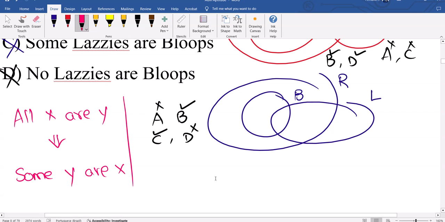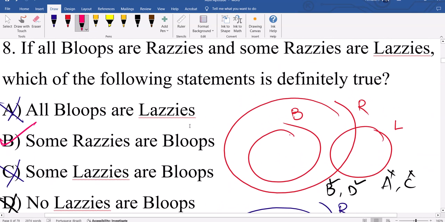Here you can see the question. What is the first statement? First statement: all bloops are rages. Reverse: some rages are bloops. That's what B is. B option is the reverse of that first statement only, right.